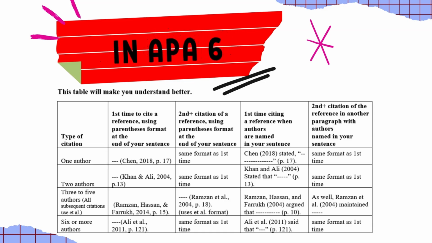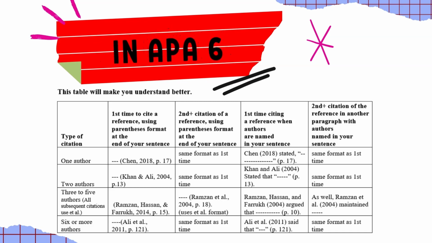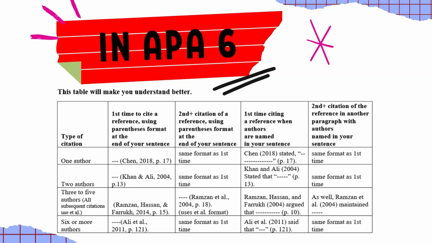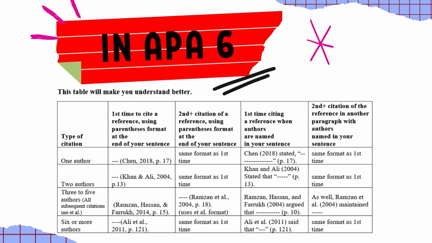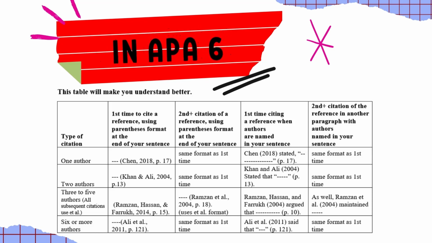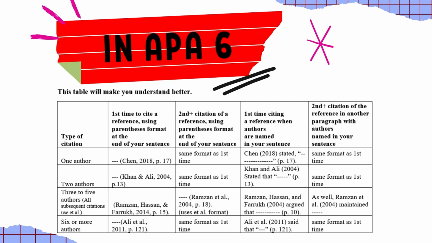only the first author and et al. will be mentioned. And if you are still using the APA manual 6, here is the table which will really help you. You just need to pause and make a screenshot of that. If you have 3 to 5 authors, then in the first citation you need to put all the authors' last names, but if you are citing it a second time, then again you need to write only the first author with et al.